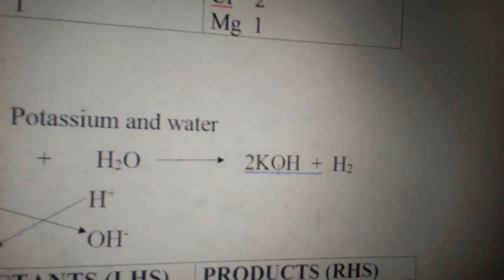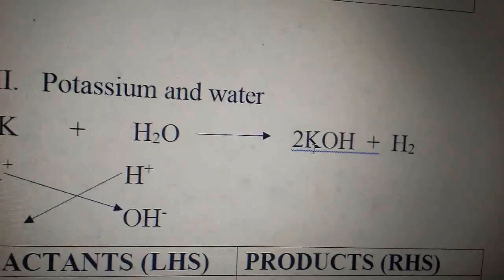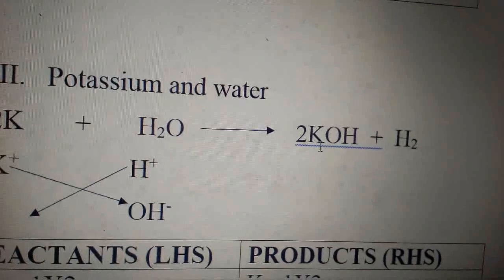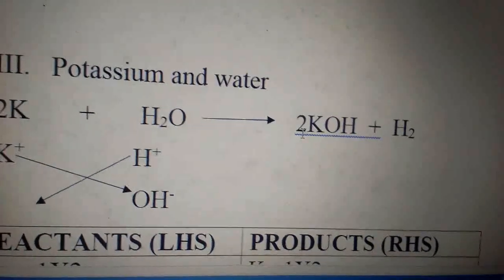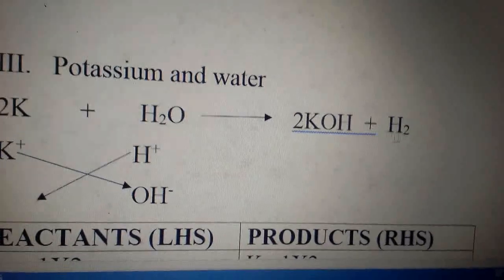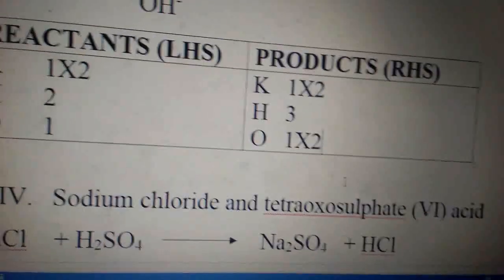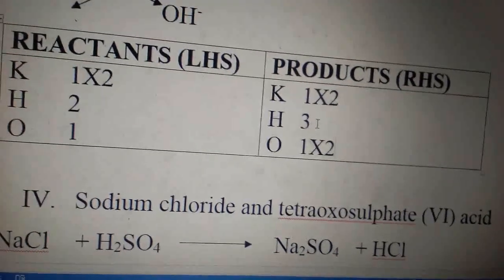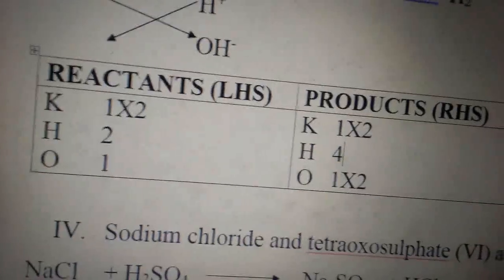We still go back to the equation again. We still look at KOH. So that 2 did not only affect potassium, it affected oxygen and also affected hydrogen. Hydrogen is 2 times 1, which is 2, plus this 2 here, which is 4. So go to the right hand side. Hydrogen that was 3, we want to change it to 4. We change it to 4 now.